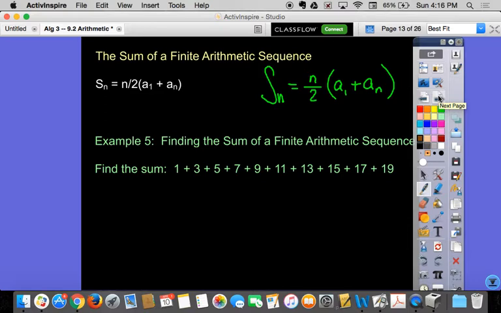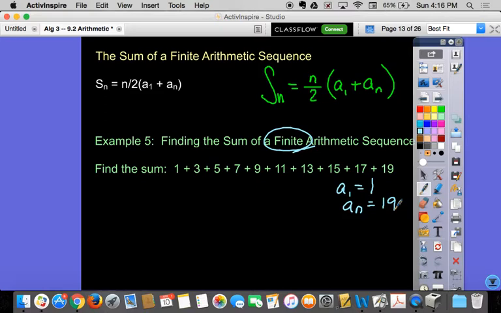Okay, so finding the sum of a finite arithmetic sequence. It works lovely for any sequence that you have, but it doesn't need to be finite. If you remember, that just means it has a definitive end. If you look at this, a sub 1 is 1. A sub n, our ending one, is 19. Now we do need to know how many terms you have.